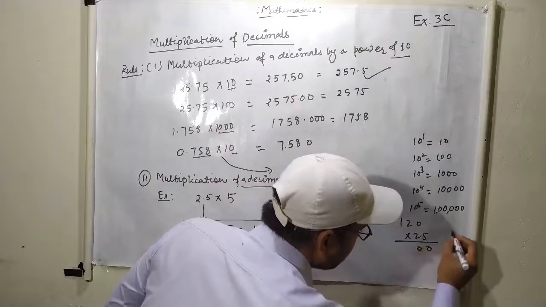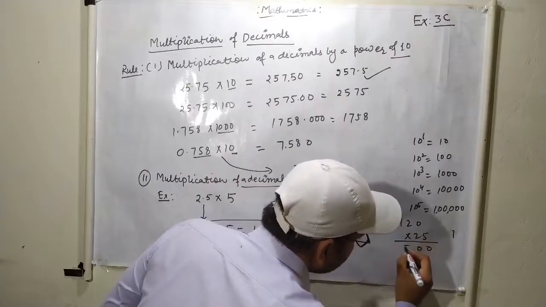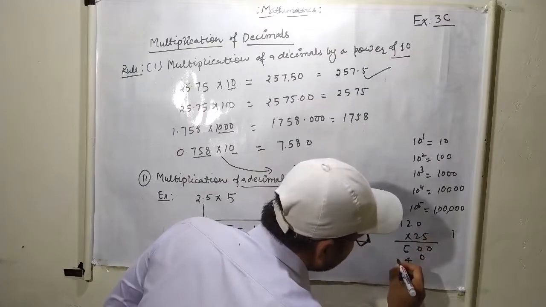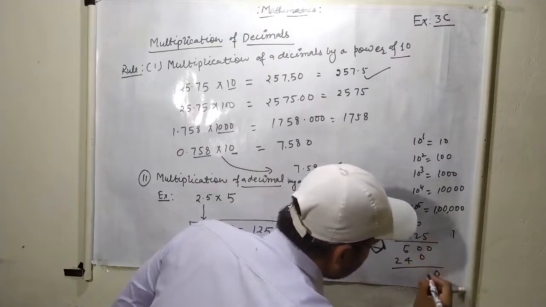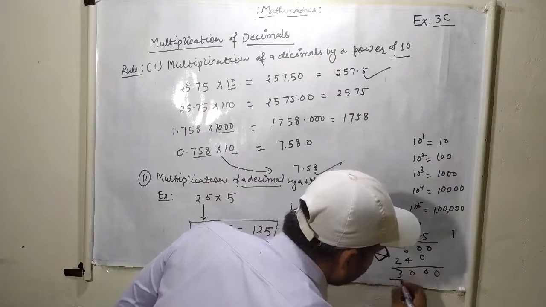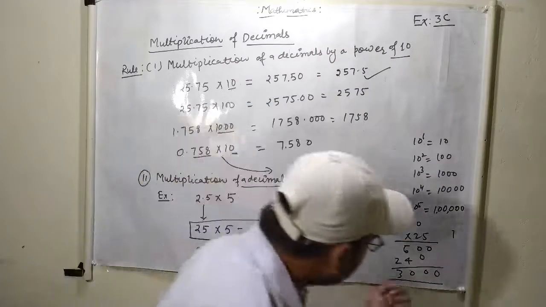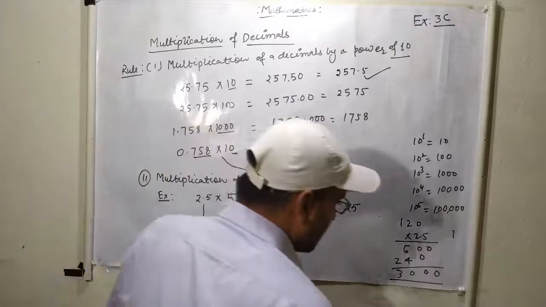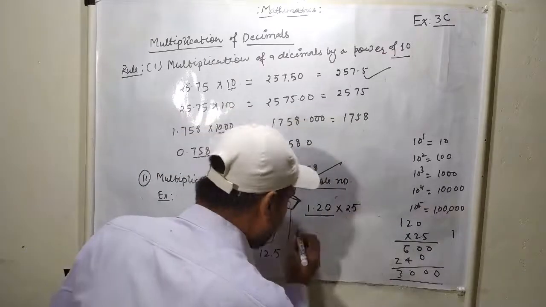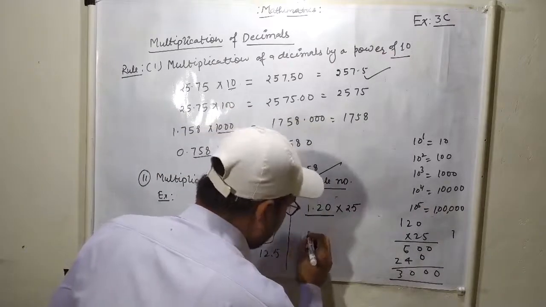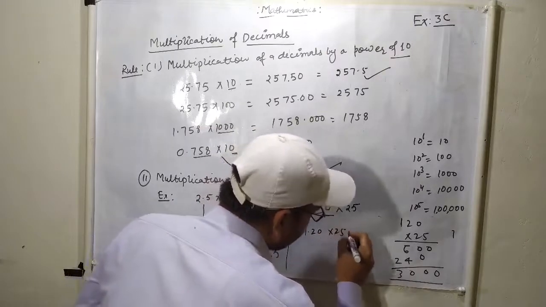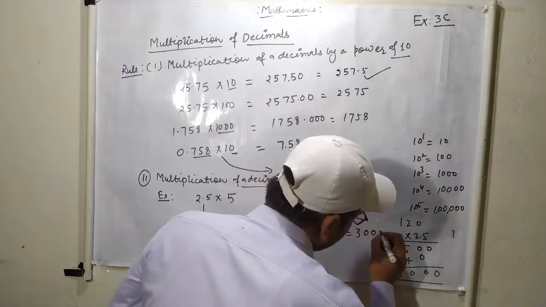0, 5 2s are 10, 1 carry, 5 1s are 5, 1, 6, 0, 2 2s are 4, 2 2s are 2, 1 is 2, 0, 0, 6, 5, 10. What will you get? 3000. So what product will you get? 1.20 times 25, you get 3000.